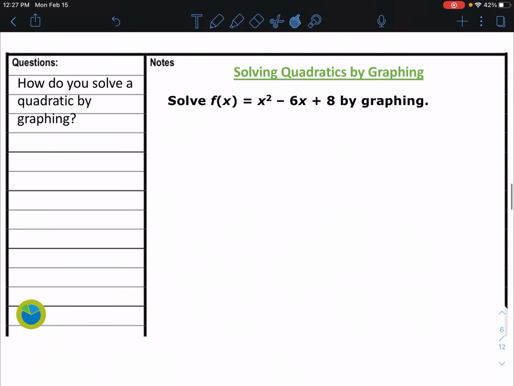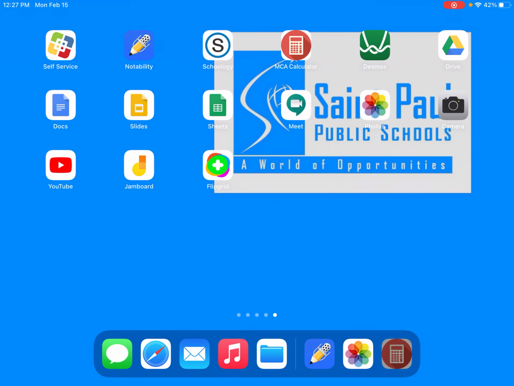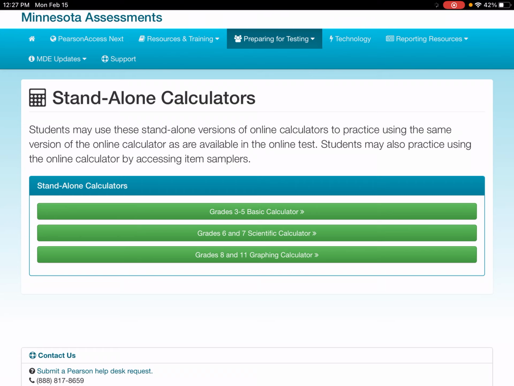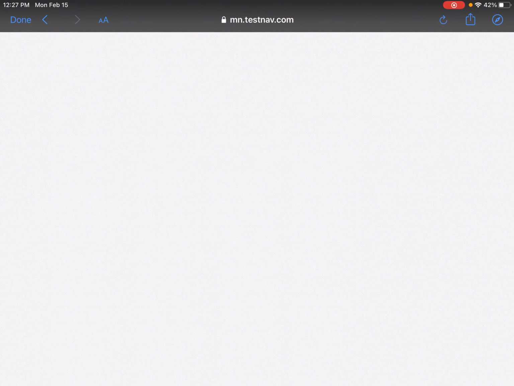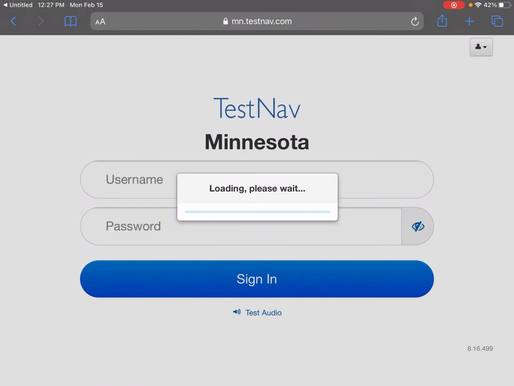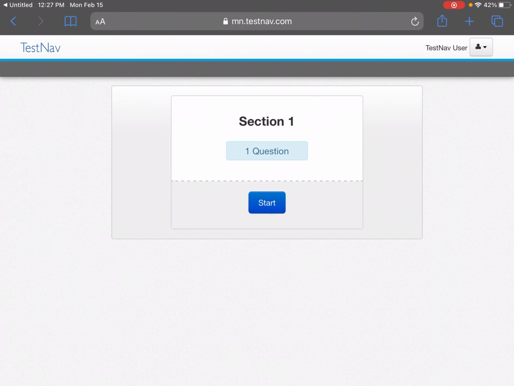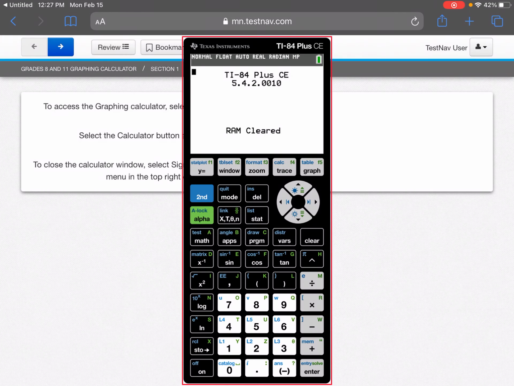Let's review. Say you have a function f of x equals x squared minus 6x plus 8, and you need to solve it by graphing. One thing you could do, and what I would recommend, is use your graphing calculator. If you go to your MCA calculator app, go to grades 8 and 11, you get a blank screen. If you go to the upper right, there's a circle with a diamond in it. It's a compass. Just tap that, and it will push it to Safari. It will open up, and now I'm good to go.